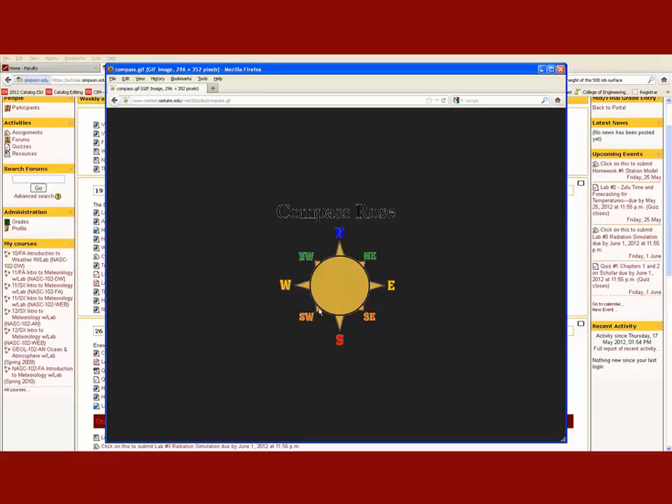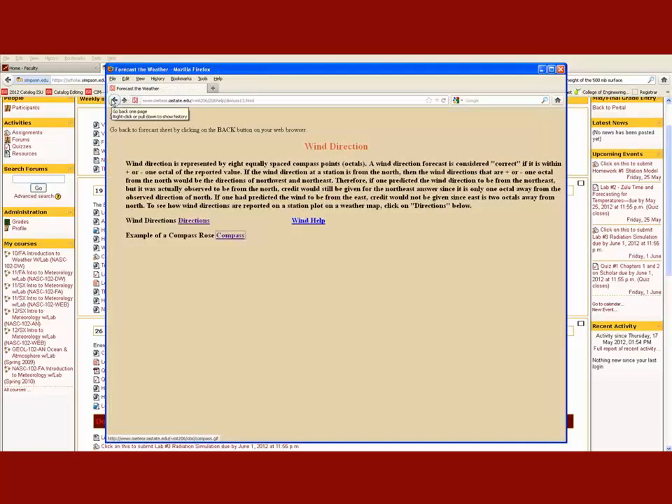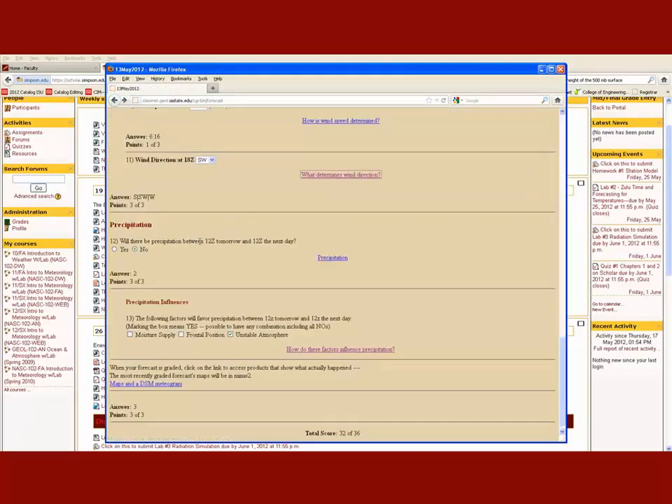plus or minus 1 octal. So if the actual wind direction was southwest, 1 octal over is south, and another octal over from southwest is west. If the actual wind would have been east, then if you'd have put northeast or southeast, you would have been marked as correct. So you don't have to be exact with it. It gives you a little bit of leeway there.